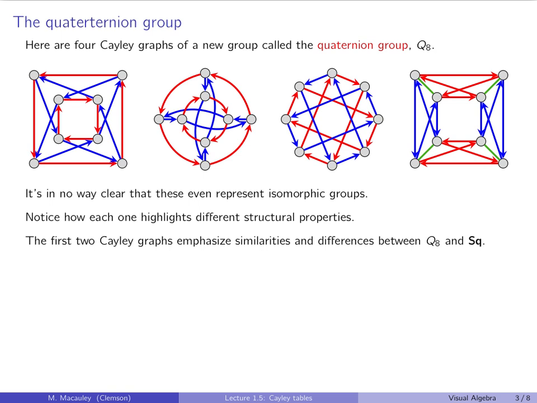Notice how each one of these highlights different structural properties. The first 2 Cayley graphs emphasize the similarities and differences between the quaternions and the square symmetry group, which we saw a couple lectures ago on presentations. I think I showed you a Cayley graph that looked just like this, but instead of those blue arrows being 4 cycles, they were 2 cycles, so just undirected edges that were connecting these pairs of corner vertices.